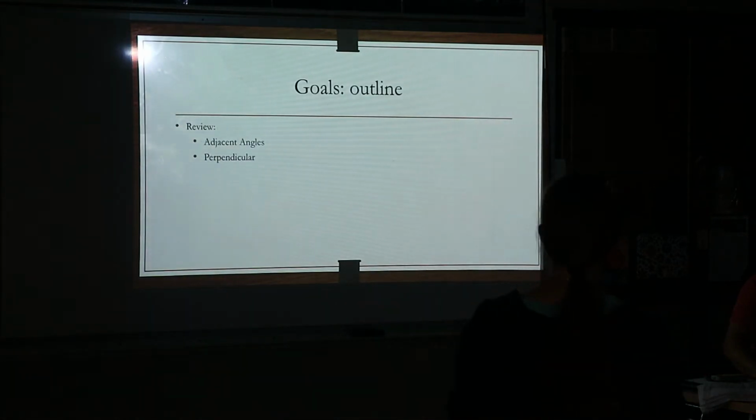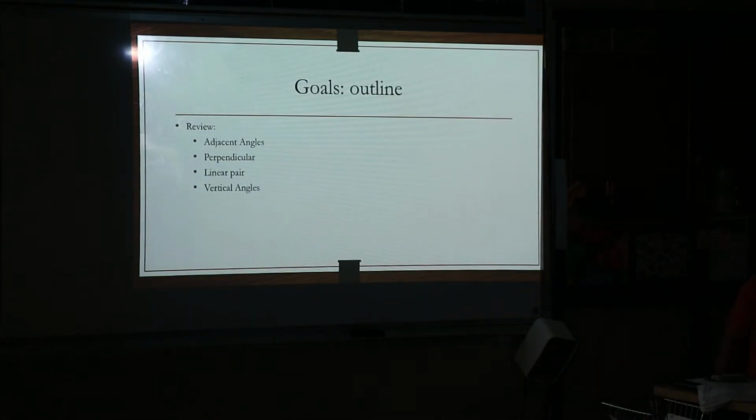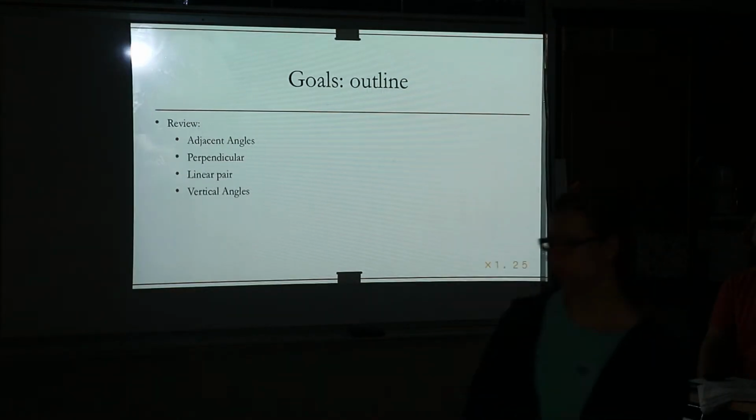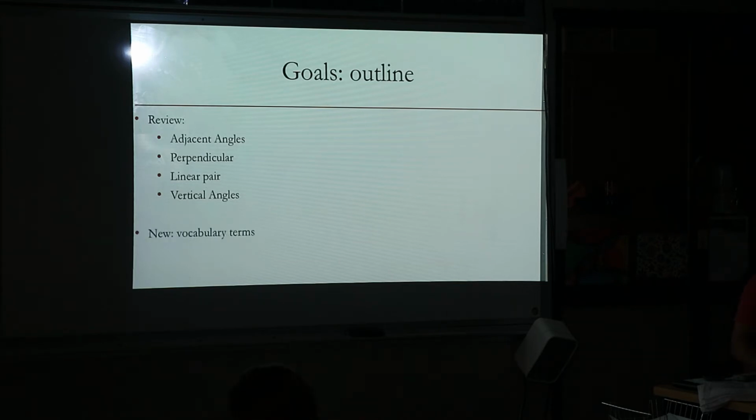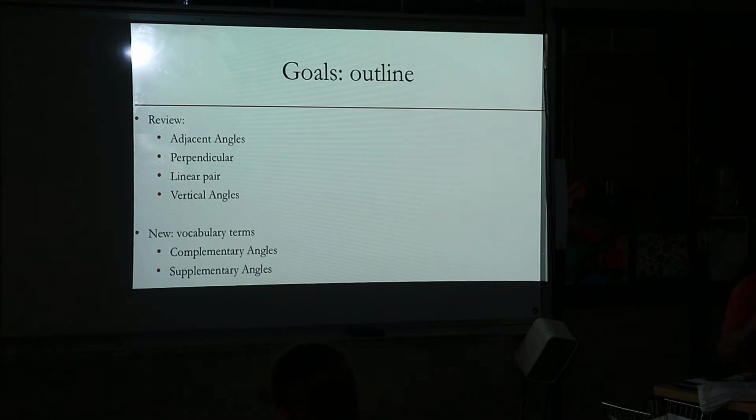So here's the outline, one more time, what we're talking about. These are the words we discussed yesterday. Let me zoom in one more time. We'll talk about adjacent angles, perpendicular, linear pair, and vertical. I want to do one quick review of those, especially perpendicular. Then our goal is to get to the two new vocabulary words, complementary angles and supplementary. We're going to spend the most time on those today and do a bunch of examples, especially algebra-based problems, stuff that you had in the homework yesterday, those last few.